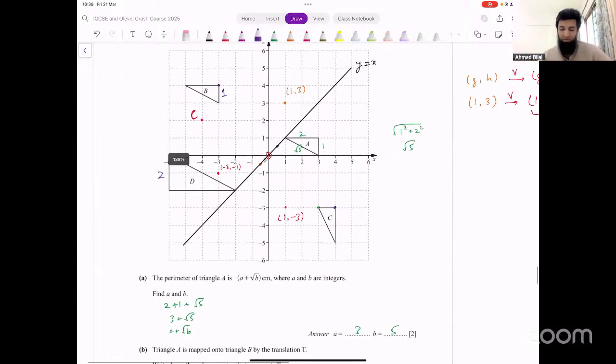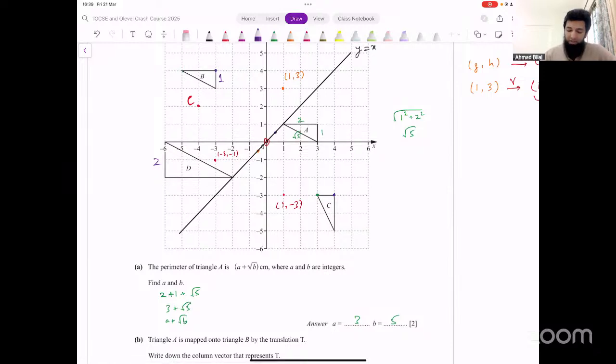Now, what's the single transformation that will map this point to this point? That's the question. The single transformation that will map this point to this point.